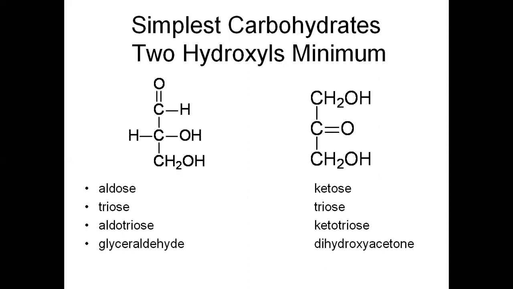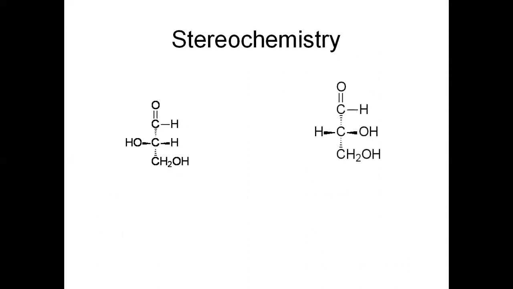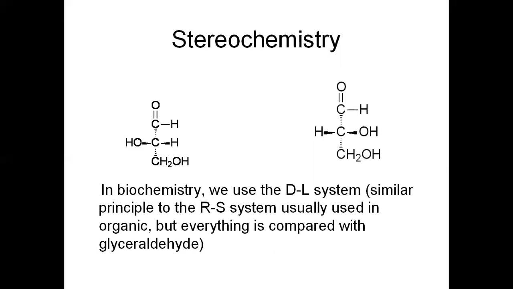The names of these 2 particular monosaccharides are glyceraldehyde and dihydroxyacetone. It will be noted that the glyceraldehyde has a chiral carbon in it, and therefore can exist as 2 different stereoisomer forms, shown on this slide. In biochemistry, we use the DL system, which is an older system than the RS system used in organic chemistry.